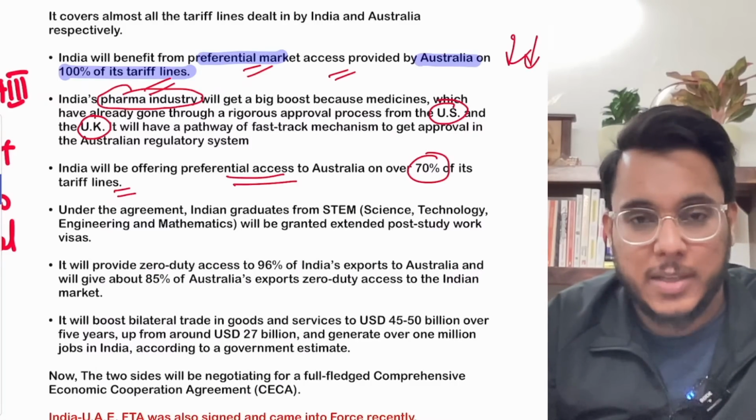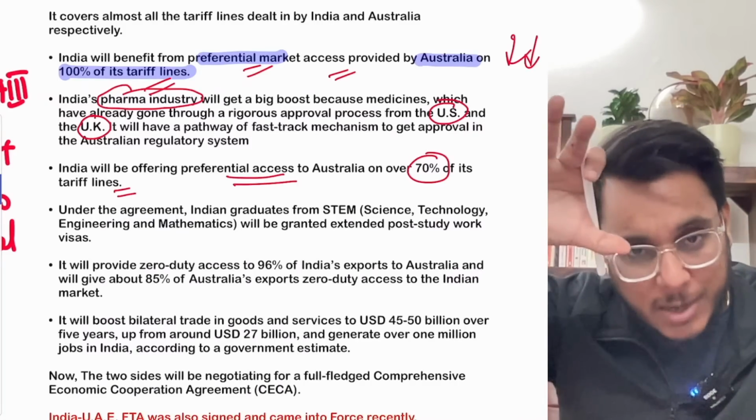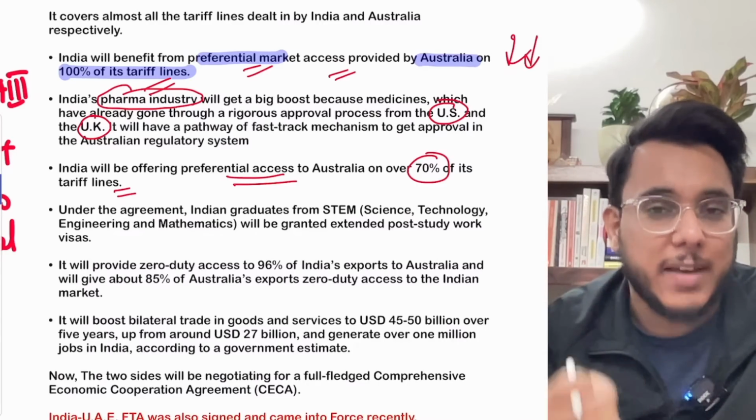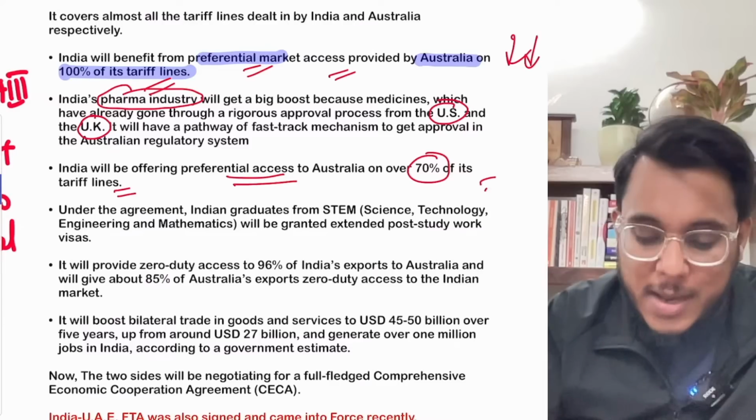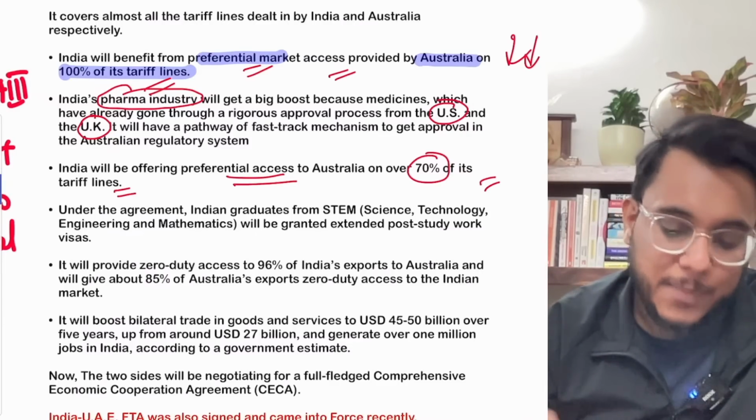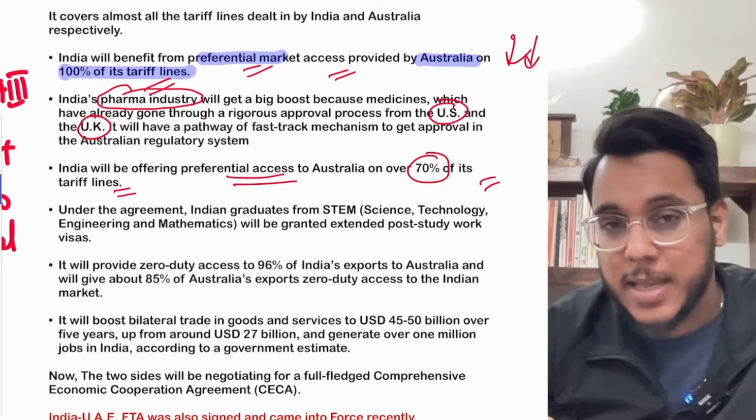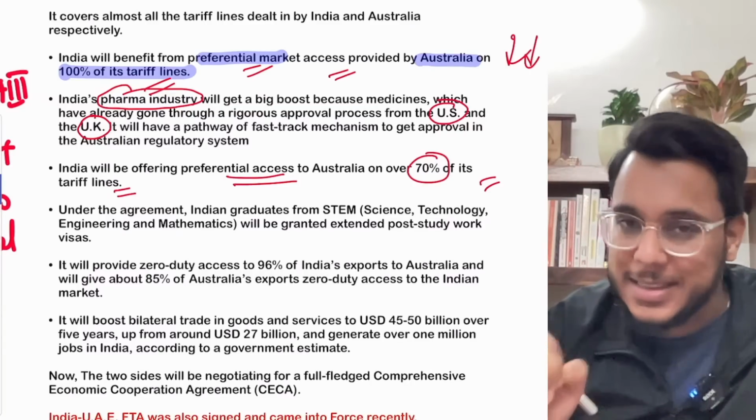Now you see this particular thing, guys, that Australia will be reducing tariffs on 100% of tariff lines, while India will be giving reductions on 70% of the tariff lines. So here we see this particular thing. Now why not 100% of tariff lines on India's side? Why are we not reducing the import taxes on all the products? There is one reason.